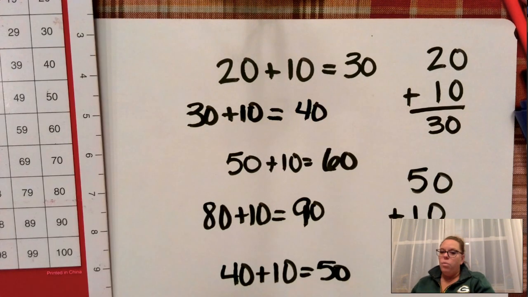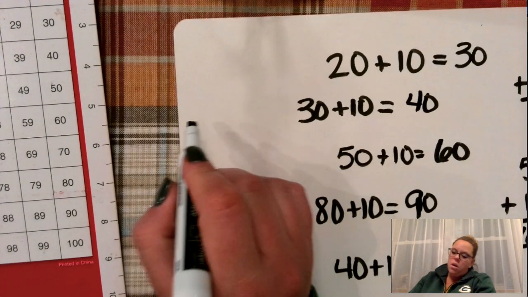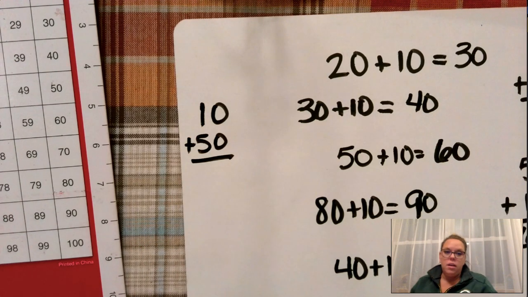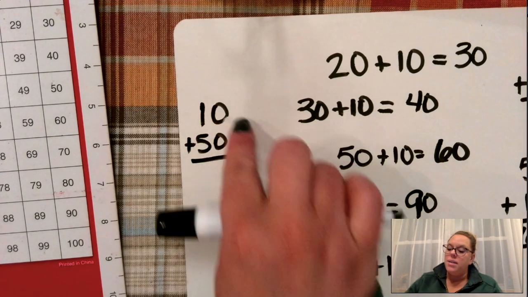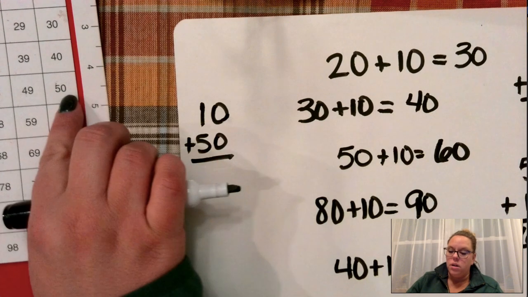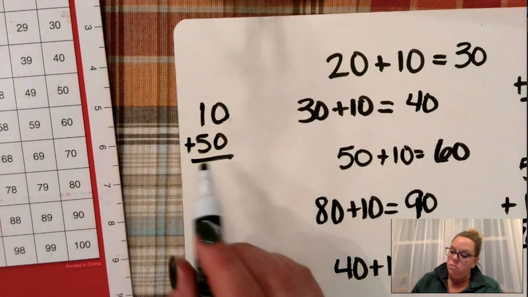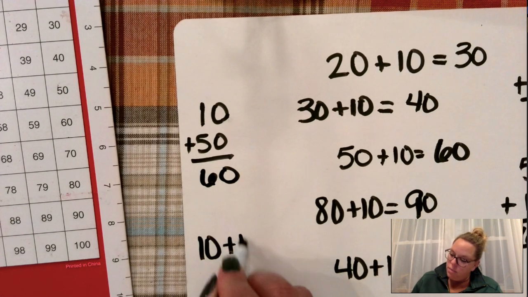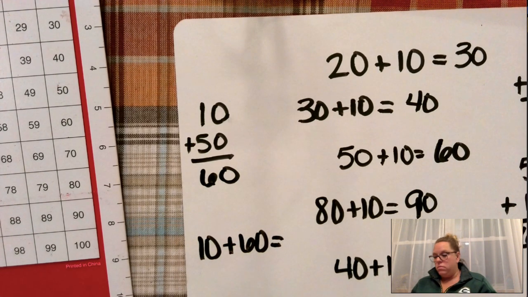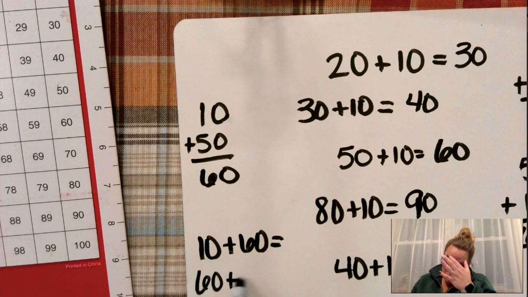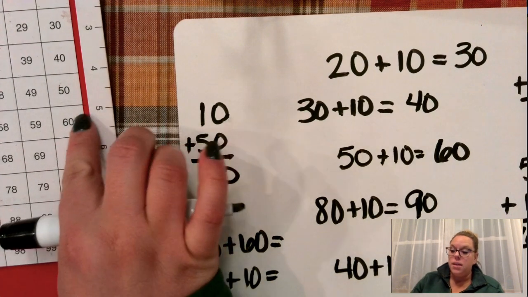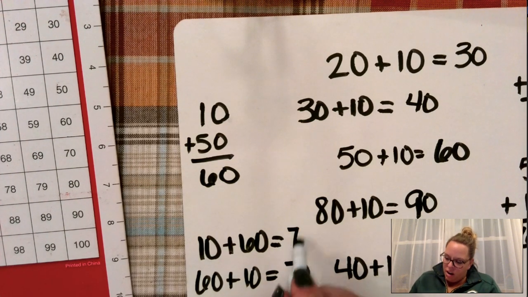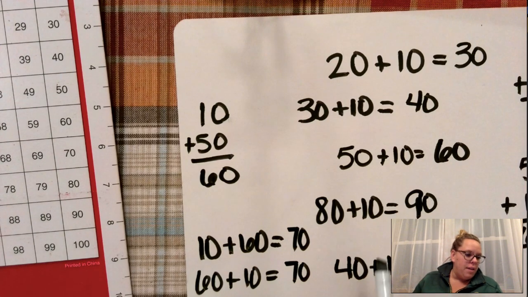40. What if I switch it up? What if I have 10 first? Does that change anything? No, I still want 10 more than 50. So start at 50 and go 10 more, and that gives you 60. What about 10 plus 60? Remember, that's the same thing as 60 plus 10. So 10 plus 60, or 60 plus 10, is 70. Right, they're both going to be 70.